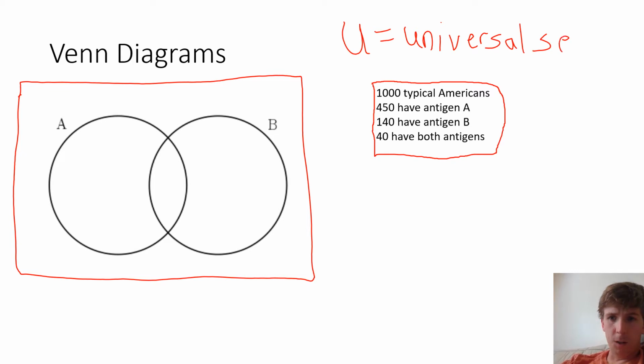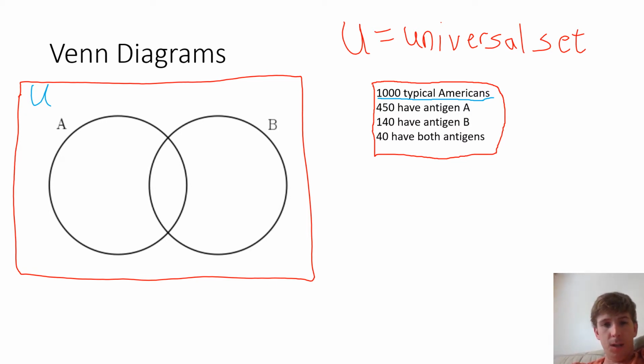The universal set is basically going to contain everything that we're interested in. So it's basically the total. In our case, that U is just the 1,000 typical Americans that we're discussing here. So I'll write my U, and that's that universal set.